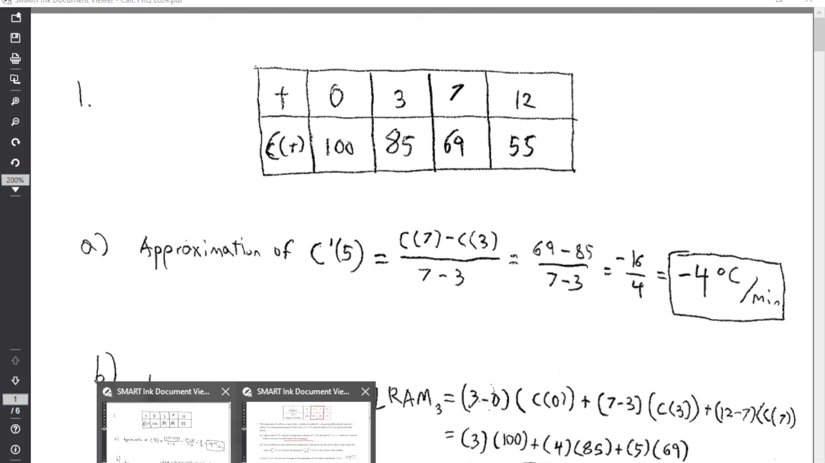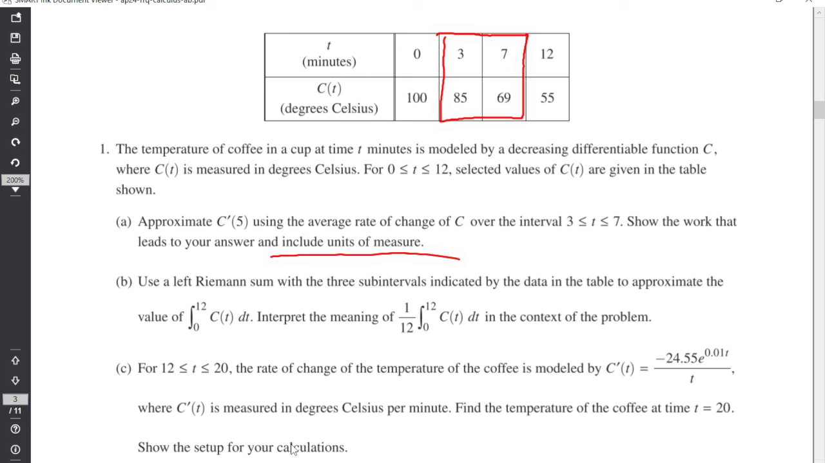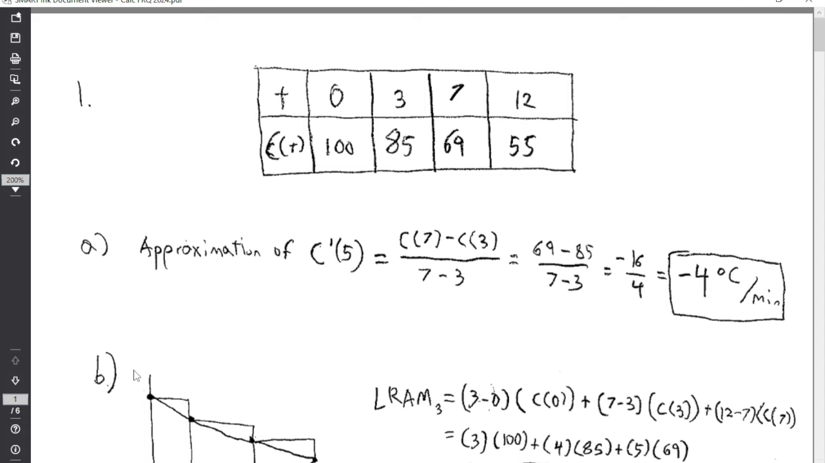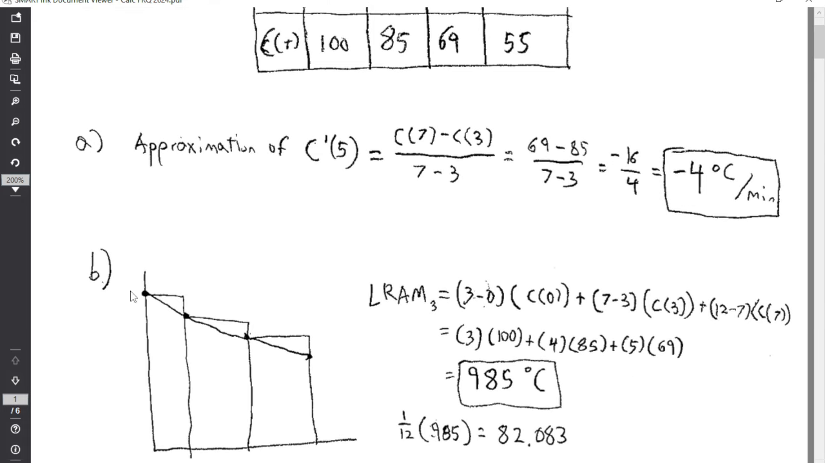Part B asked for a left Riemann sum with 3 subintervals. So we're going to have 3 different rectangles to approximate that value. And you'll notice that they're all different distances of intervals. So we need to keep an eye on that when we make our rectangles. So we have base times height. The bases are all of different distances. So for example, between 0 and 3, the distance is 3, but between 3 and 7, that distance is going to be 4.